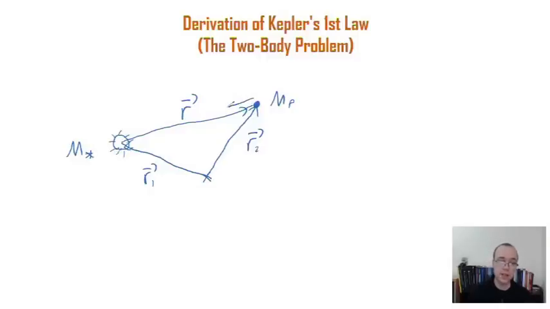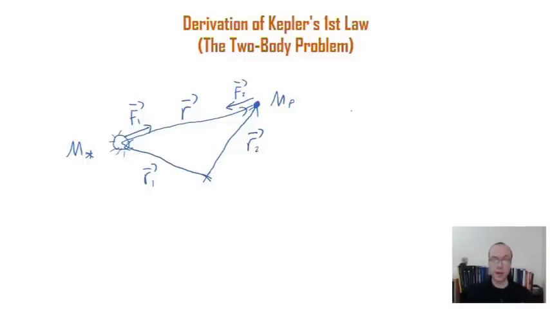Now, due to gravity, the planet is going to experience a force pulling it towards the star, which will be directed in this direction. So let's call this F2. And equally, due to the gravity of the planet, the star will also experience an attractive force that we shall call F1.